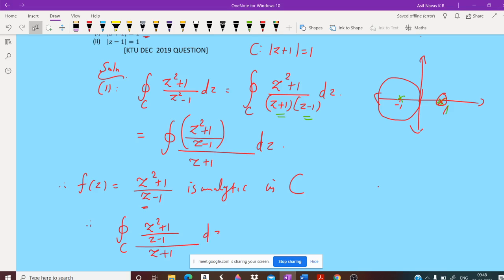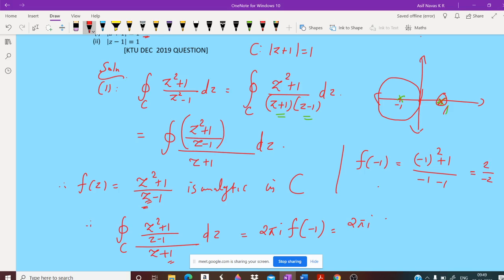Therefore the integral over C of z square plus 1 divided by z minus 1, all divided by z plus 1, dz is equal to 2 pi i into f of z0, where z0 is minus 1. So this is 2 pi i into f of minus 1. f of minus 1 is minus 1 square plus 1 divided by minus 1 minus 1, so instead of z I put minus 1. So this is 2 by minus 2, which is equal to minus 1. So this into minus 1, so minus 2 pi i is the answer.